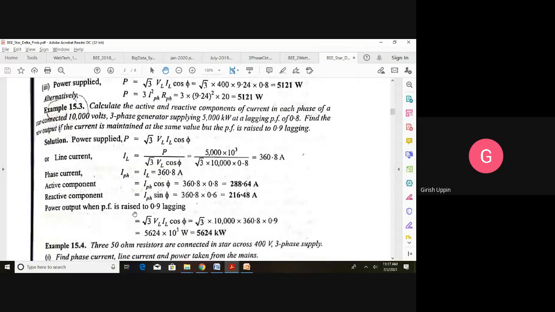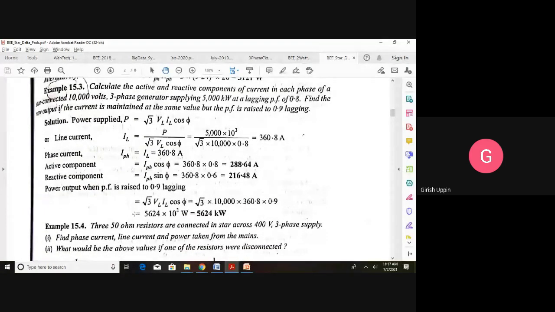Now next problem. Calculate the active and the reactive components of the current in each phase of a star connected 10,000 volts three phase generator supplying 5,000 kilowatt at lagging power factor of 0.8. Find the new output if the current is maintained at the same value but the power factor is raised to 0.9 lagging. So here what we have to calculate?